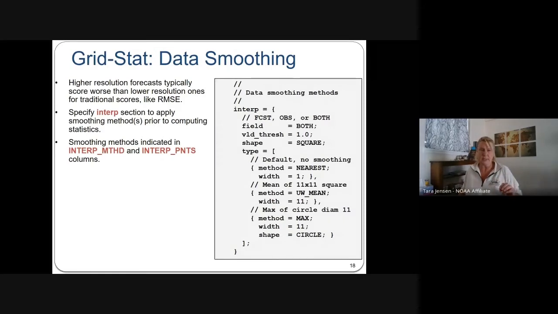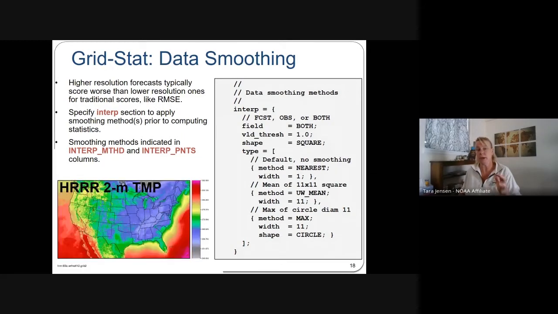I'm not going to really go into detail on some of these other slides that I have, other than to show you that we do have the ability to do data smoothing. That is a different way of taking into account neighborhoods of data and so forth. So if this is the 2 meter temperature.